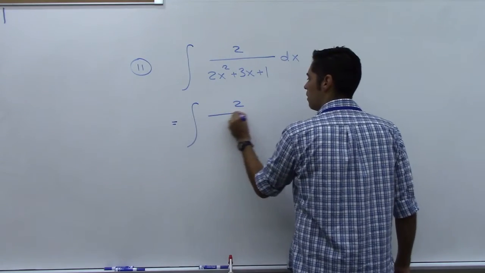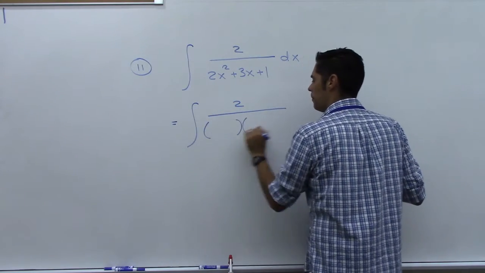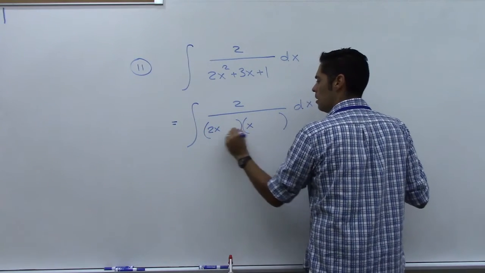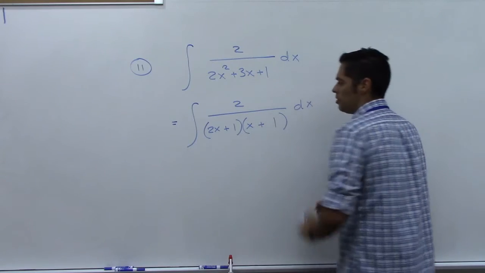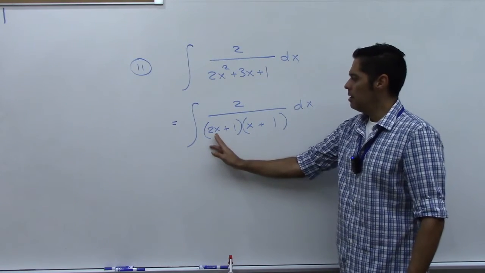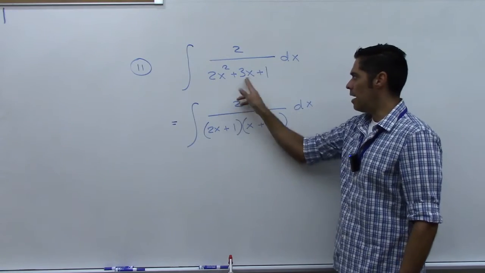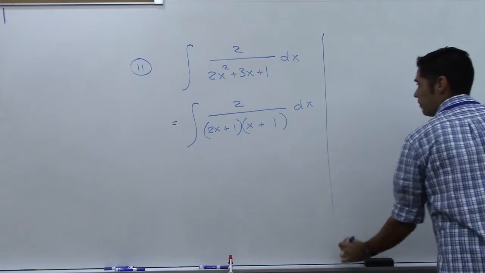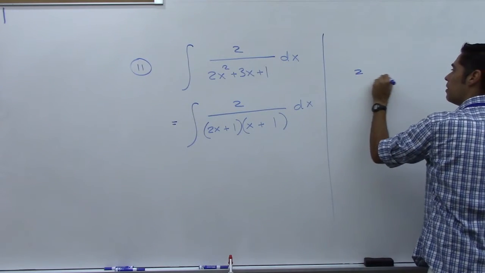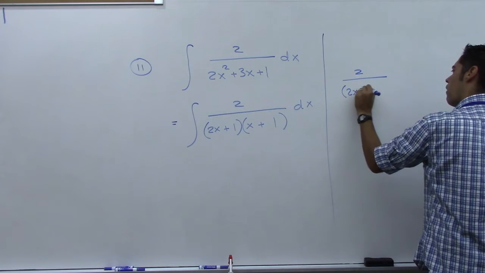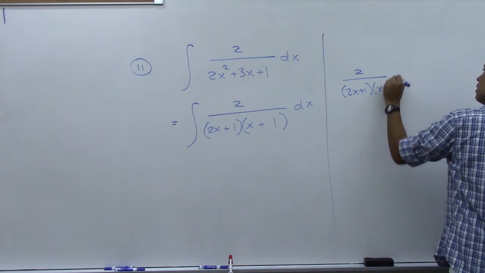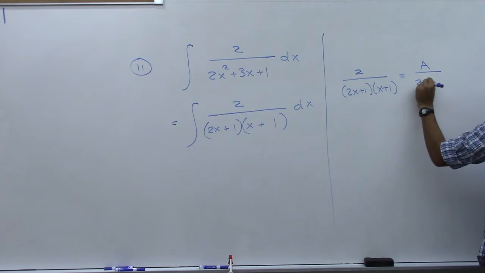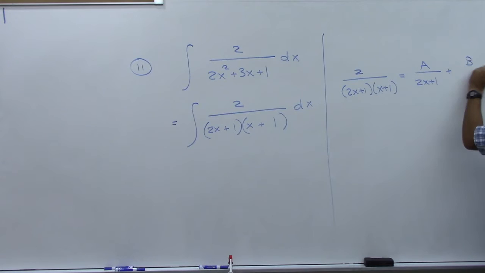We have 2 over, let's see, I believe we've got 2x plus 1 times x plus 1. Let's just check. We get 2x squared, then we get a 2x, and then an x, that's 3x, and then we get 1 times 1 is 1. So that's it. And now I go through and play this game. I've got to get this integrand to be equal to, since I have distinct linear factors, a over 2x plus 1 plus b over x plus 1.